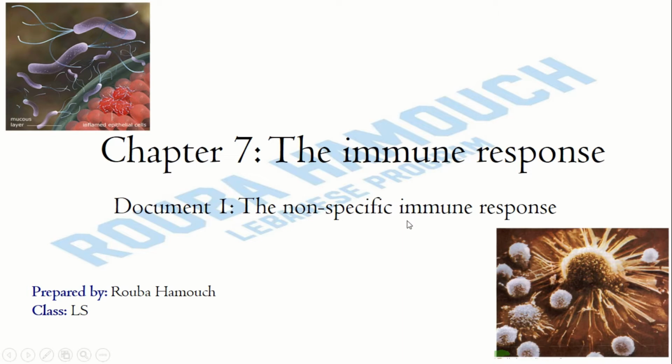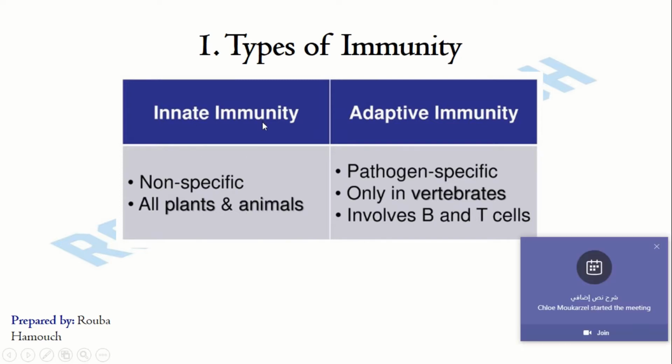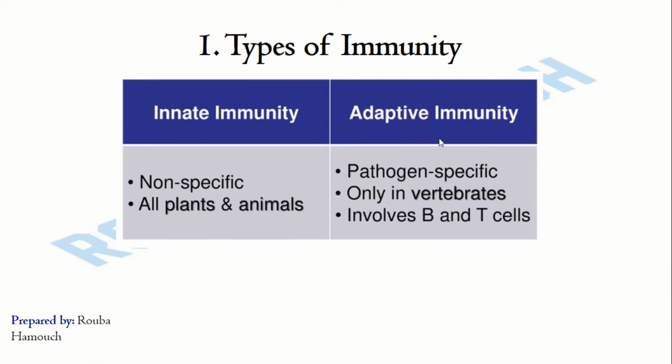A non-specific immune response called innate response, which is non-specific to a pathogen and is found in all plants and animals. This innate immunity is triggered within a few hours following the invasion. Whereas the second type of immune response is the adaptive immune response or the delayed immune response, which is pathogen specific.